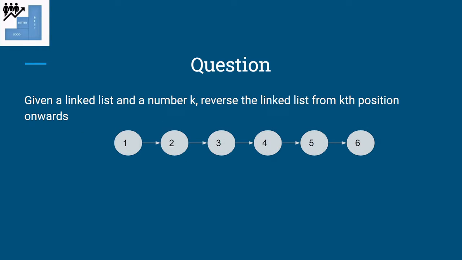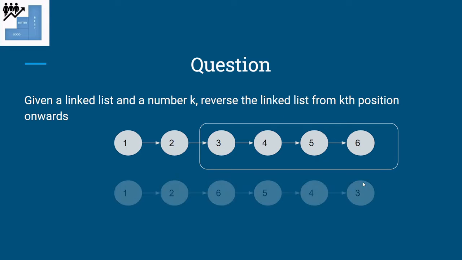So the question is that you are given a linked list and you have to reverse it starting from the kth position, which in this case, let's say we want to reverse the linked list from the third position. I have just enclosed the reversed part for more clarity, and our output should look like this.